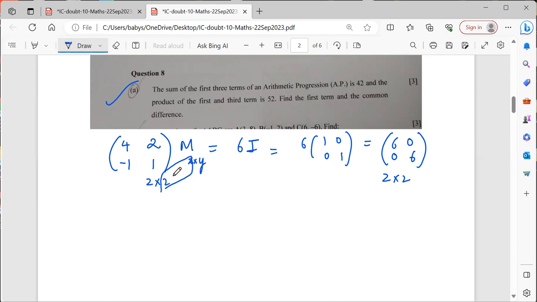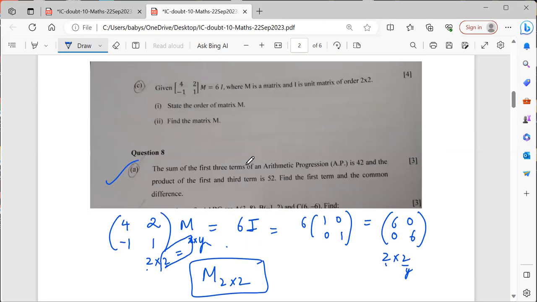Number of columns of the first matrix should be equal to number of rows of the second matrix. So 2 is equal to x. And finally, you're going to get 2 by y, 2 by 2, isn't it? The 2 comes from this y. So that's why we understand that the matrix M also should be a 2 by 2 matrix, right? So this is clear. Matrix M is a 2 by 2 matrix, which means 2 into 2, 4 elements will be there. What do I do now?